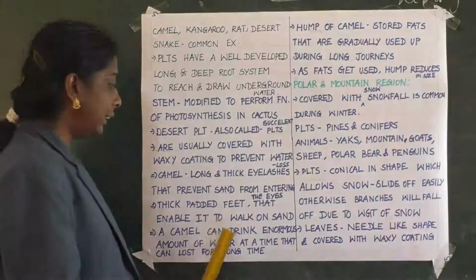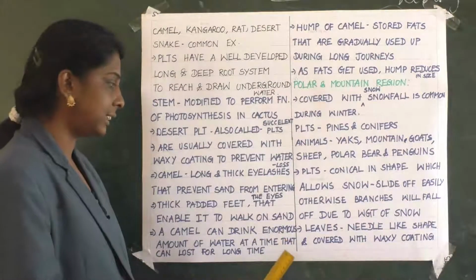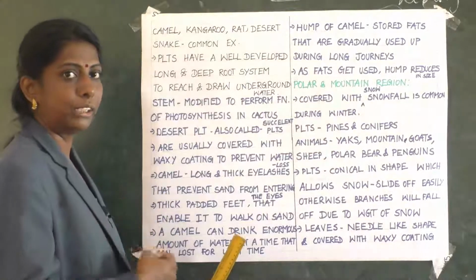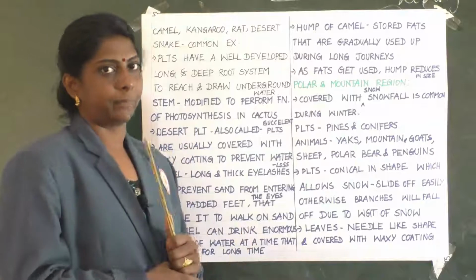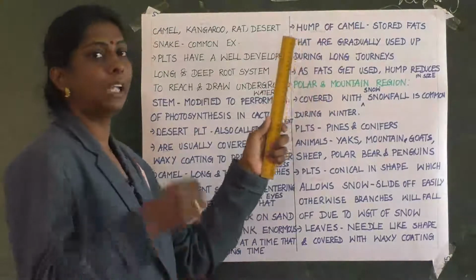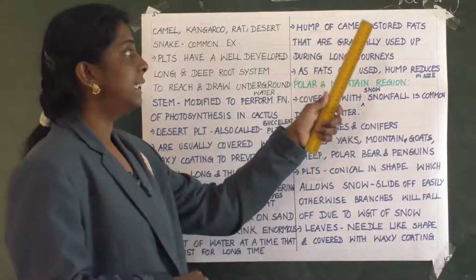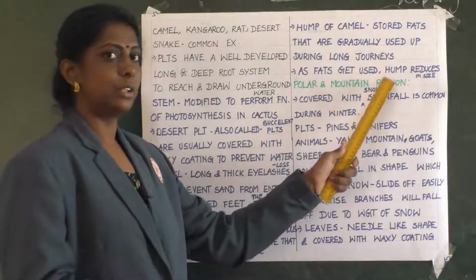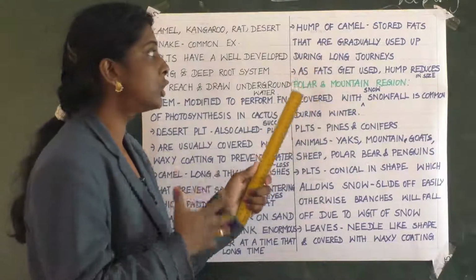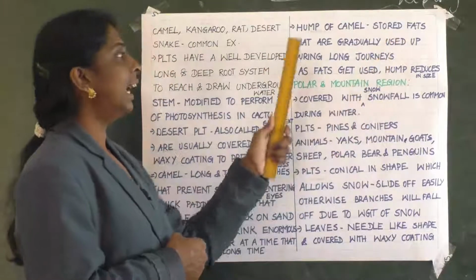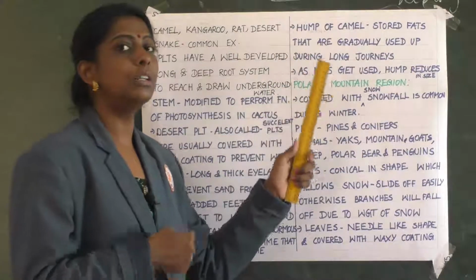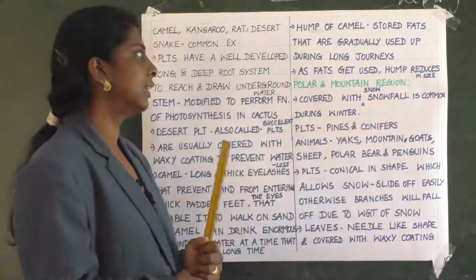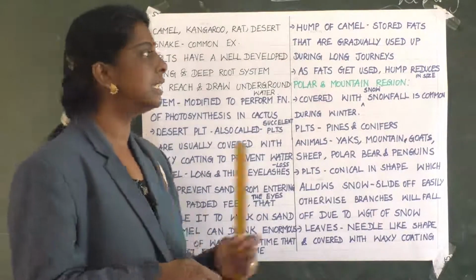Then, a camel can drink an enormous amount of water at a time that can last for a long time. Clear? Hump of camel. What do you mean by the word hump? Back. The back of the camel stores fats that are gradually used up during long journeys. As fats get used, the hump reduces in size.